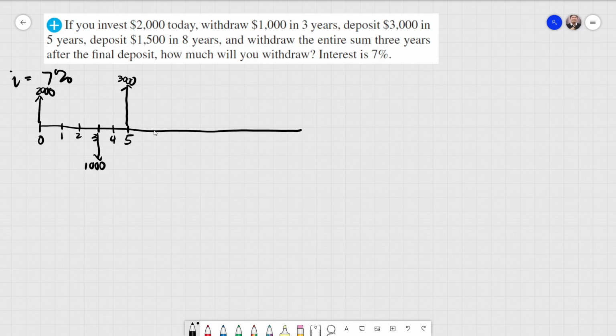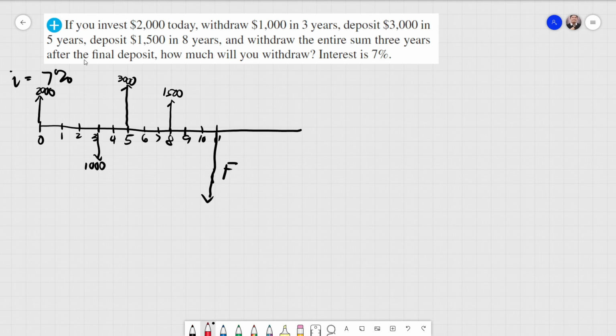And another deposit on year 8 na 1,500. And withdraw the entire sum 3 years after the final deposit. So 3 years after the final deposit, that is year 11. So nandito na yung i-withdraw natin, yung total sum. Sabihin natin this is the future value. Okay? Ang tanong sa atin, how much will you be able to withdraw? So magkano itong value ni F? So at interest rate of 7%.